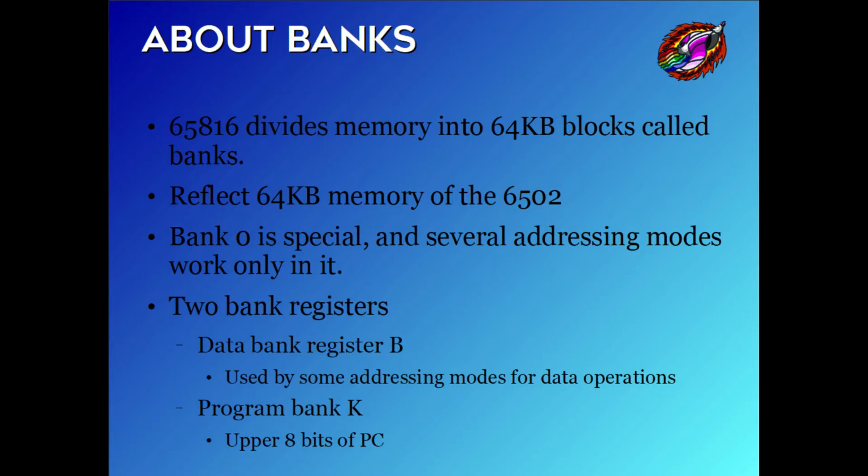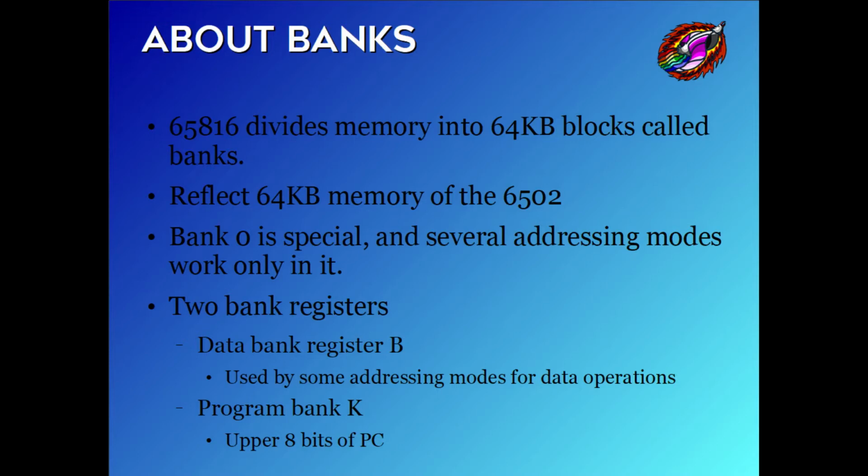These banks reflect the original 64 kilobyte address space of the 6502 processor that the 65816 is based on. And the very first bank, bank 0, is special. There are certain addressing modes that will only work in bank 0, not any of the other banks. And when the 65816 is in what's called emulation mode, where it's pretending to be a 6502, bank 0 is the entire address space of the processor at that point.